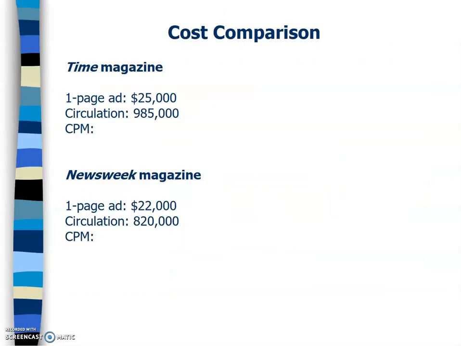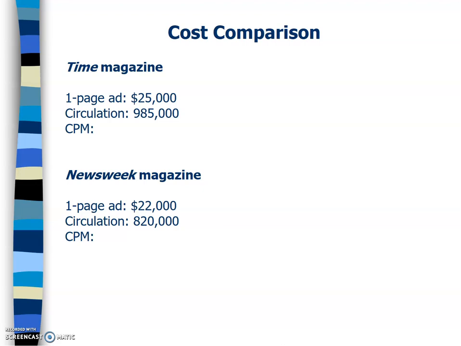Okay, so let's do a short calculation. We're going to do a cost comparison using the idea of relative cost or cost efficiency. We're going to calculate the cost per thousand of two different one-page magazine ads, Time magazine versus Newsweek magazine. The formula is really simple. It's just cost per thousand equals the advertising cost times 1,000 divided by the reach. Here it's the circulation. And for print media, we use the circulation figure.